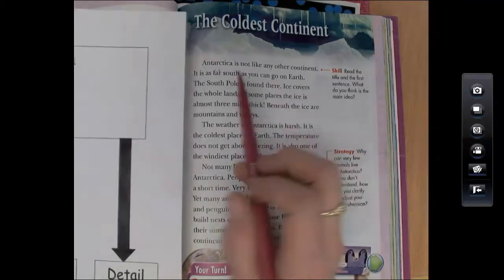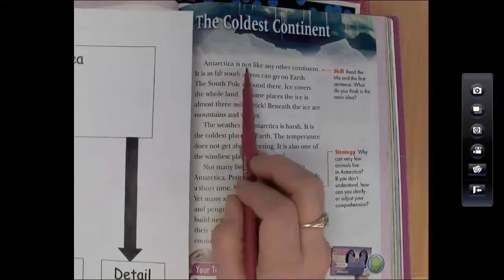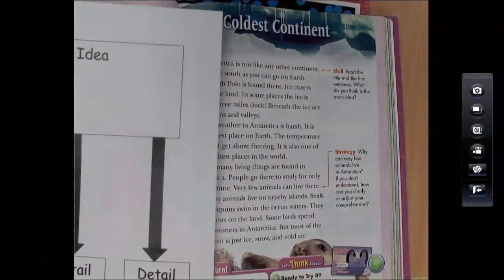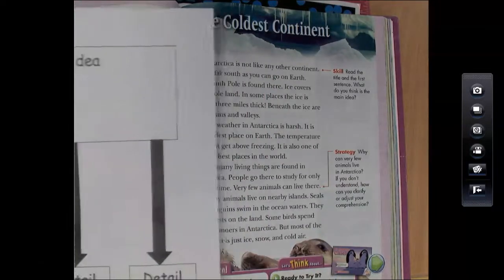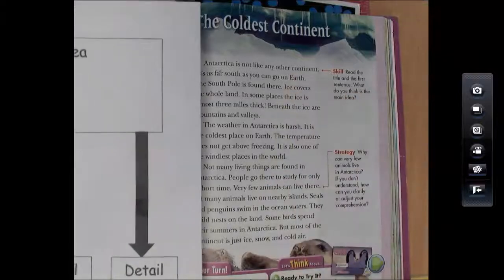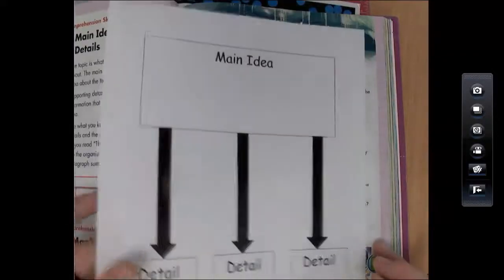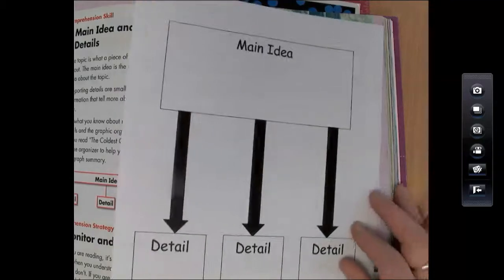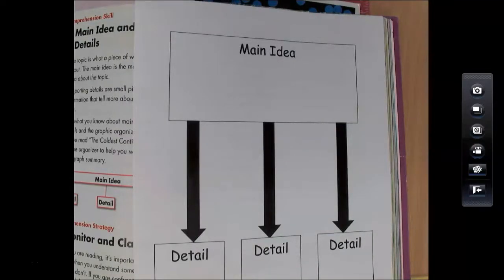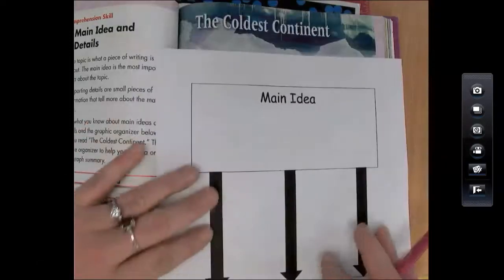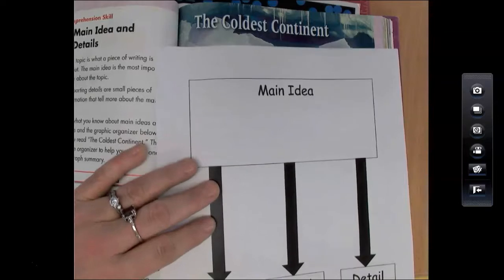And if you read in your first sentence, it says Antarctica is not like any other continent. Well, did they prove that in the story? How Antarctica is not like any other continent? We live on the continent of North America. From what I read you, did it sound like North America and Antarctica are the same? No way. So our main idea, boys and girls, is that Antarctica is not like any other continent.